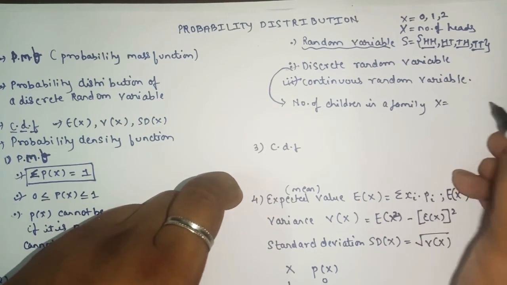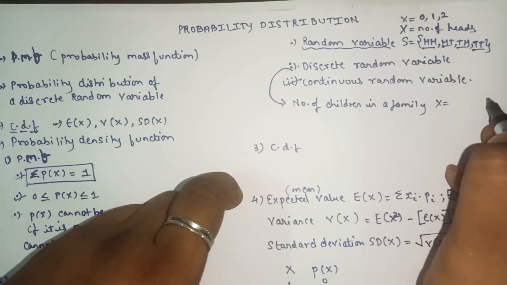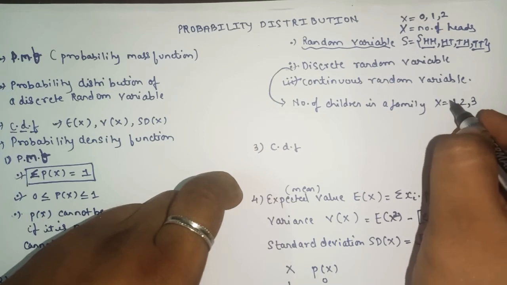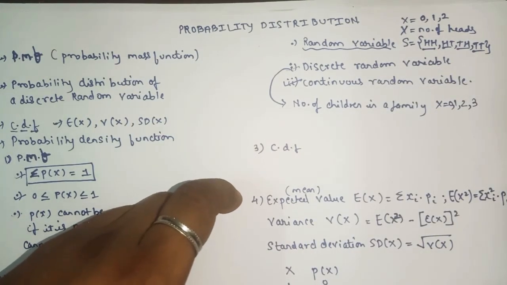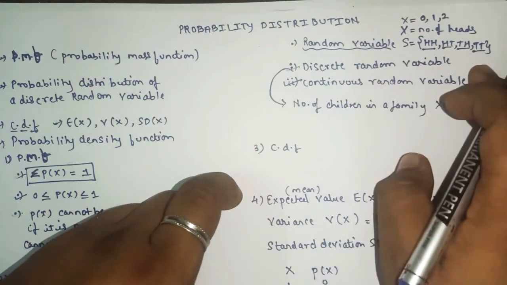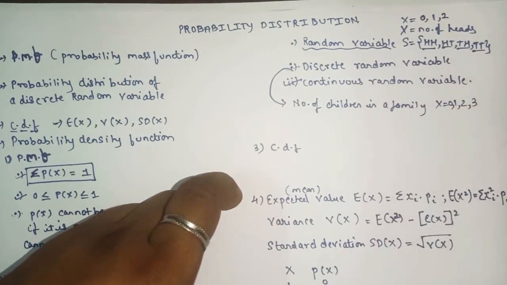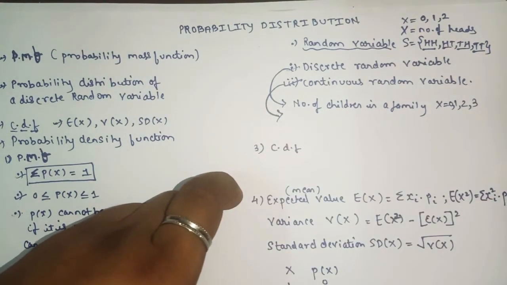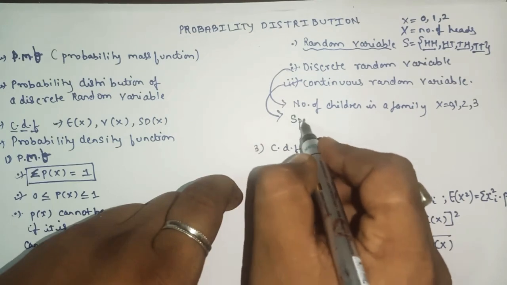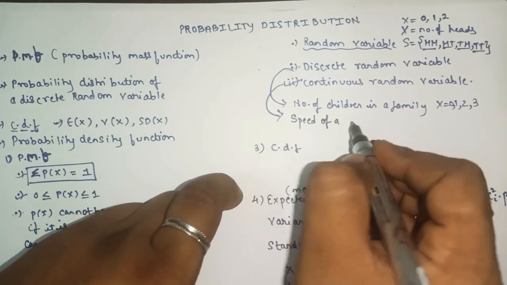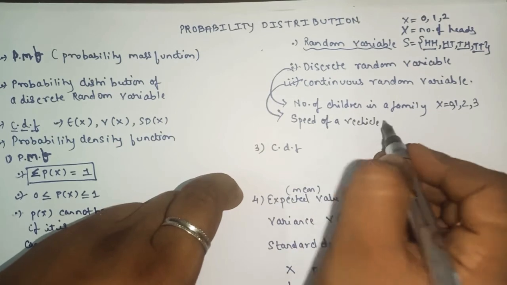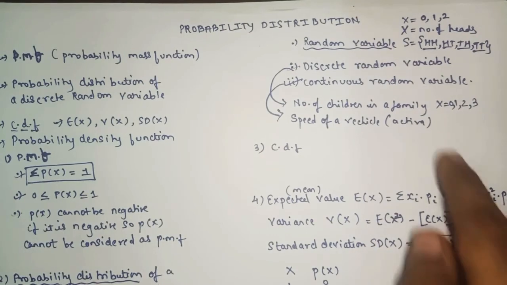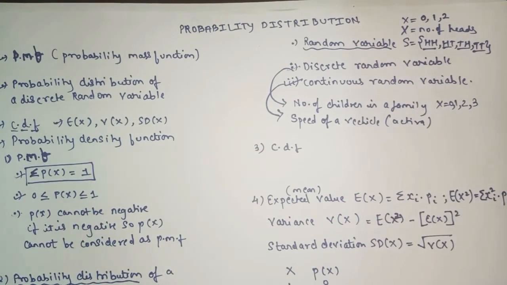The value of x will be what? In a family there will be three children, or two, or one, or no children in the family. Yes. So discrete random variable means a variable which we can count. Continuous random variable means what? Here I will take one simple example: speed of a vehicle. Suppose the vehicle is an Activa. Can we count the speed of the vehicle?